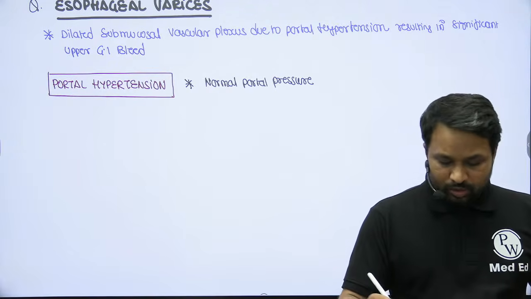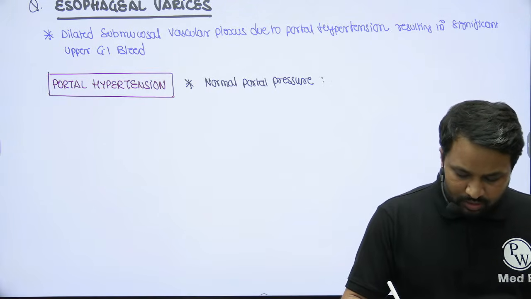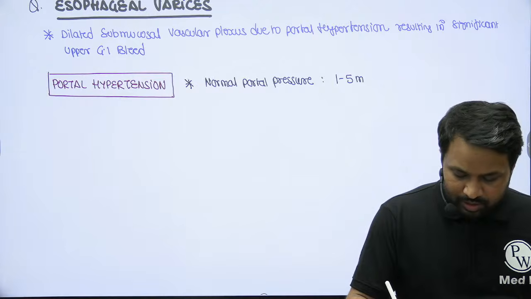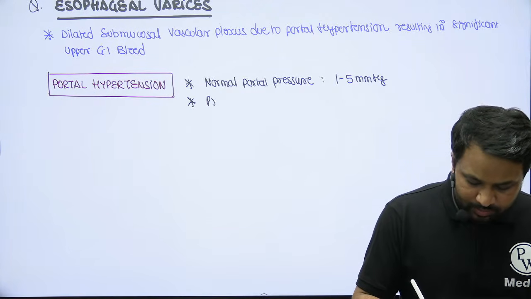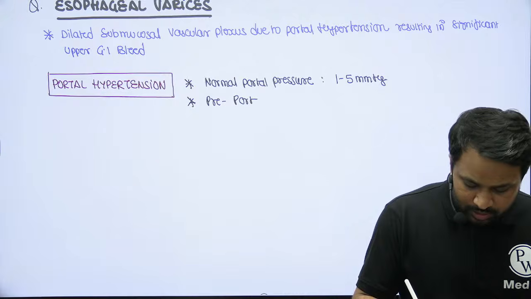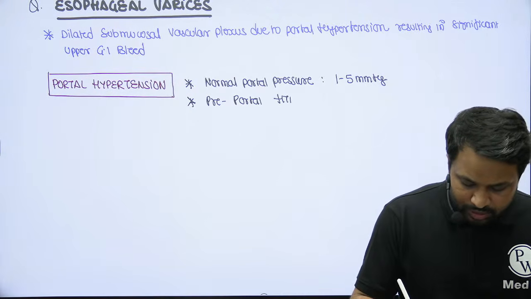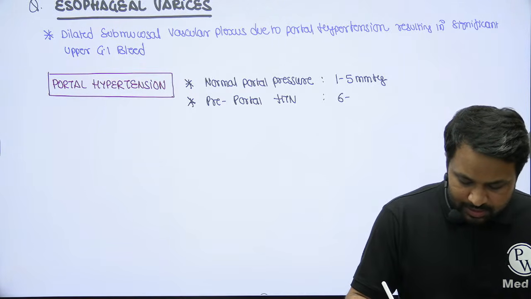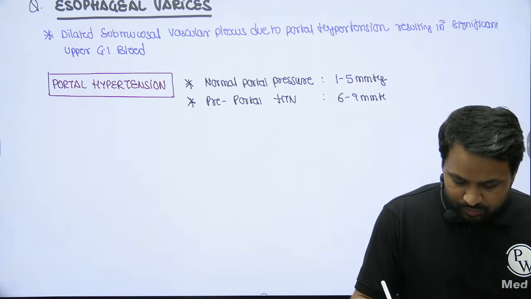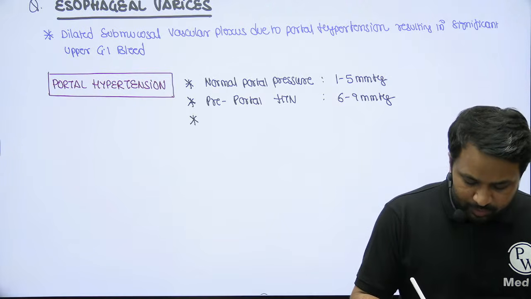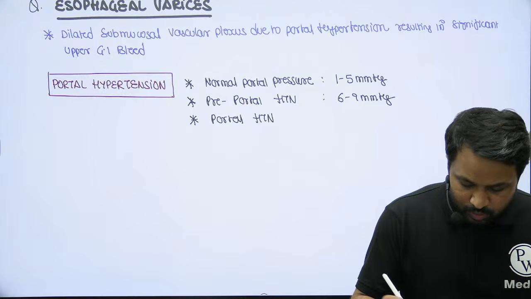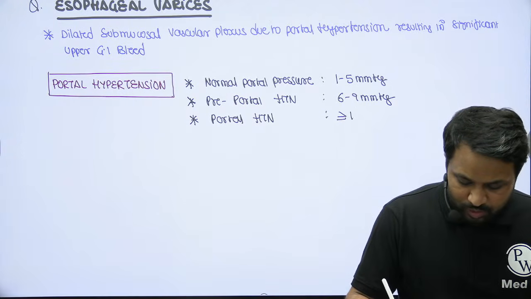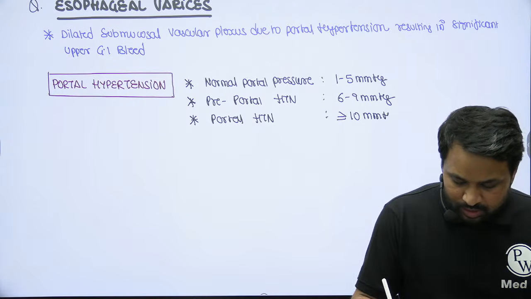The normal portal pressure is going to be 1 to 5 millimeters of mercury. Then there's something called pre-portal hypertension. That is going to be 6 to 9 millimeters of mercury. Now, after pre-portal, you have portal hypertension. Portal hypertension is described as pressure of more than or equal to 10 millimeters of mercury.